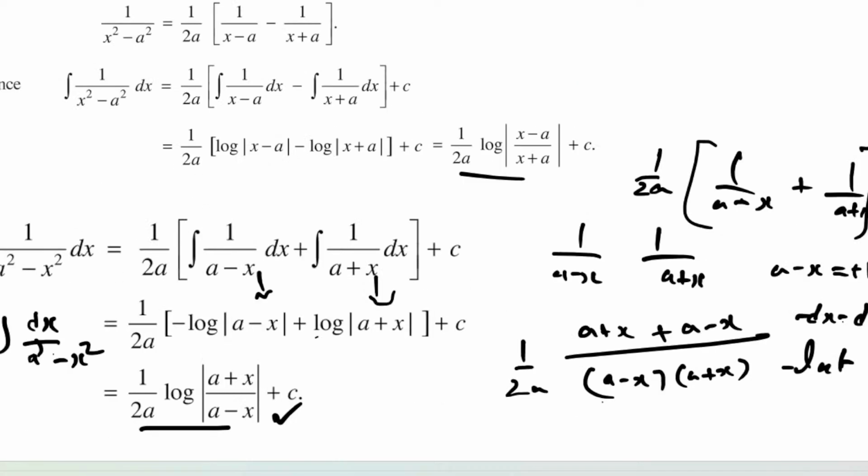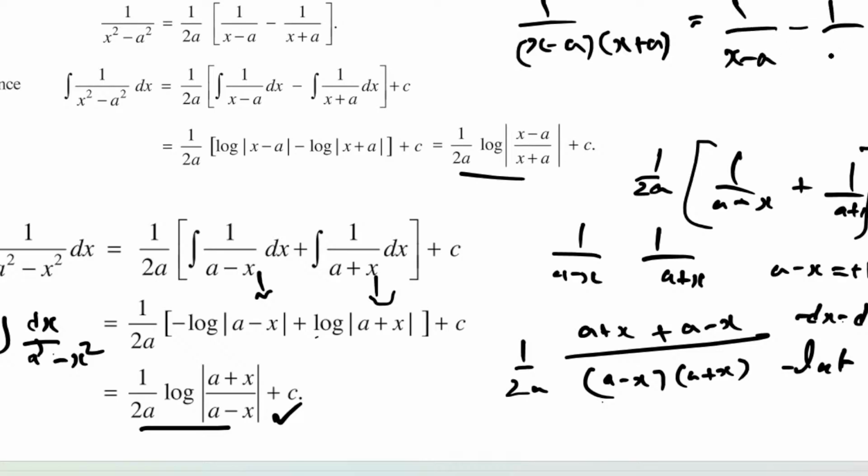Did we discuss this? 1 by x square minus a square? We can write it as 1 by x minus a into x plus a. If we write it as 1 by x minus a minus 1 by x plus a, the denominator will become x square minus a square, but the numerator will become x plus a minus x minus a, which is 2a. So we'll divide everything by 2a.